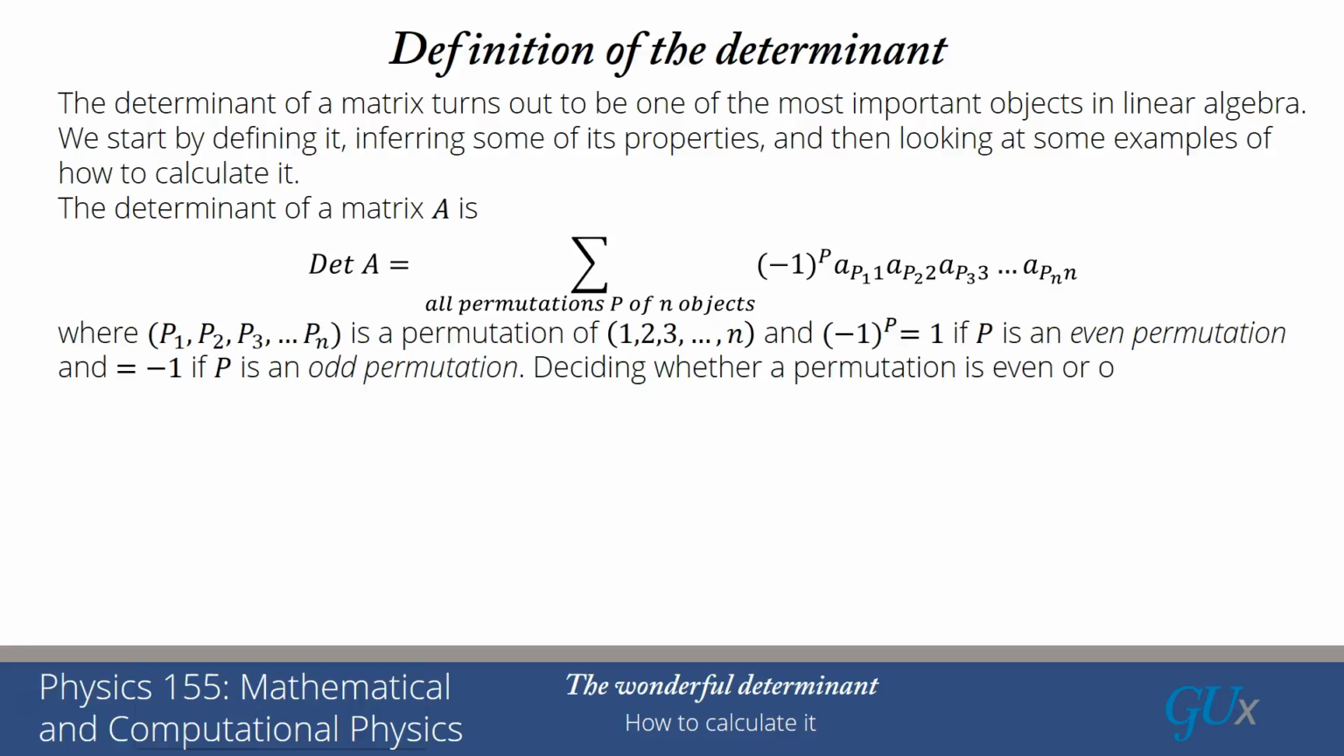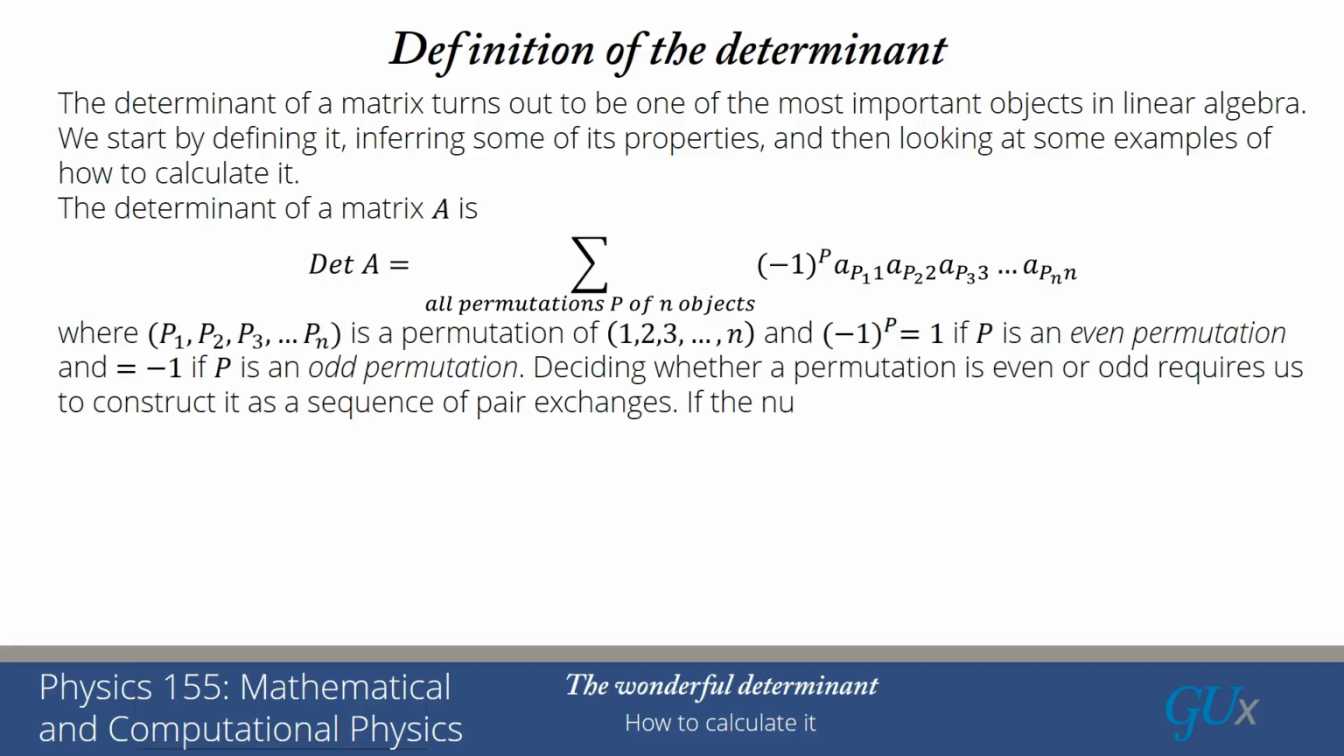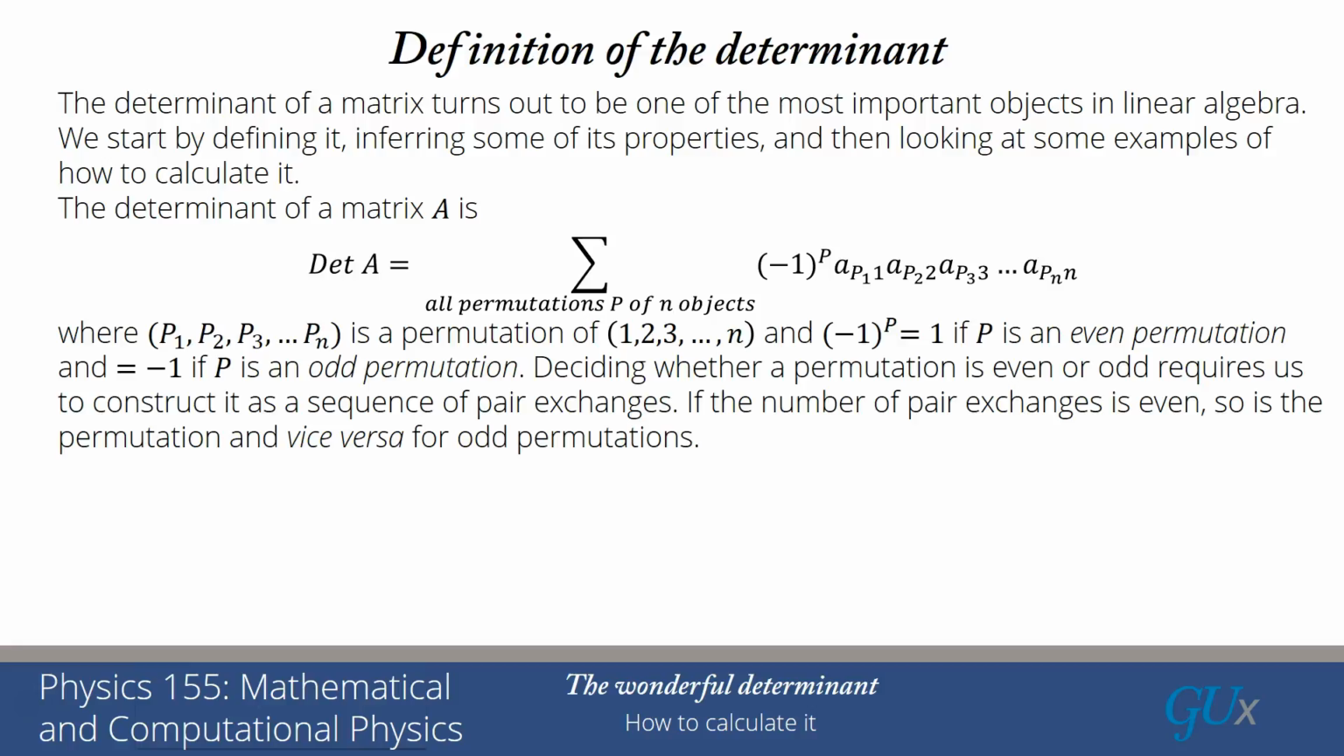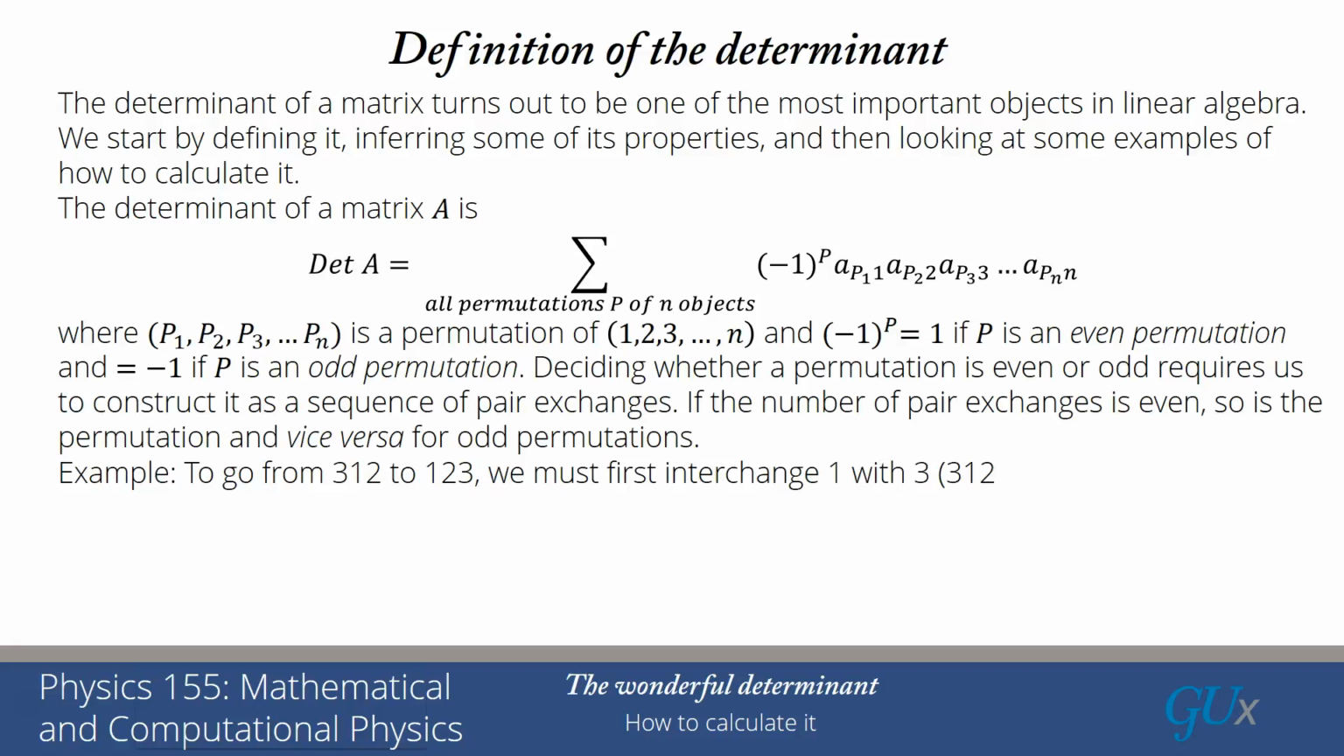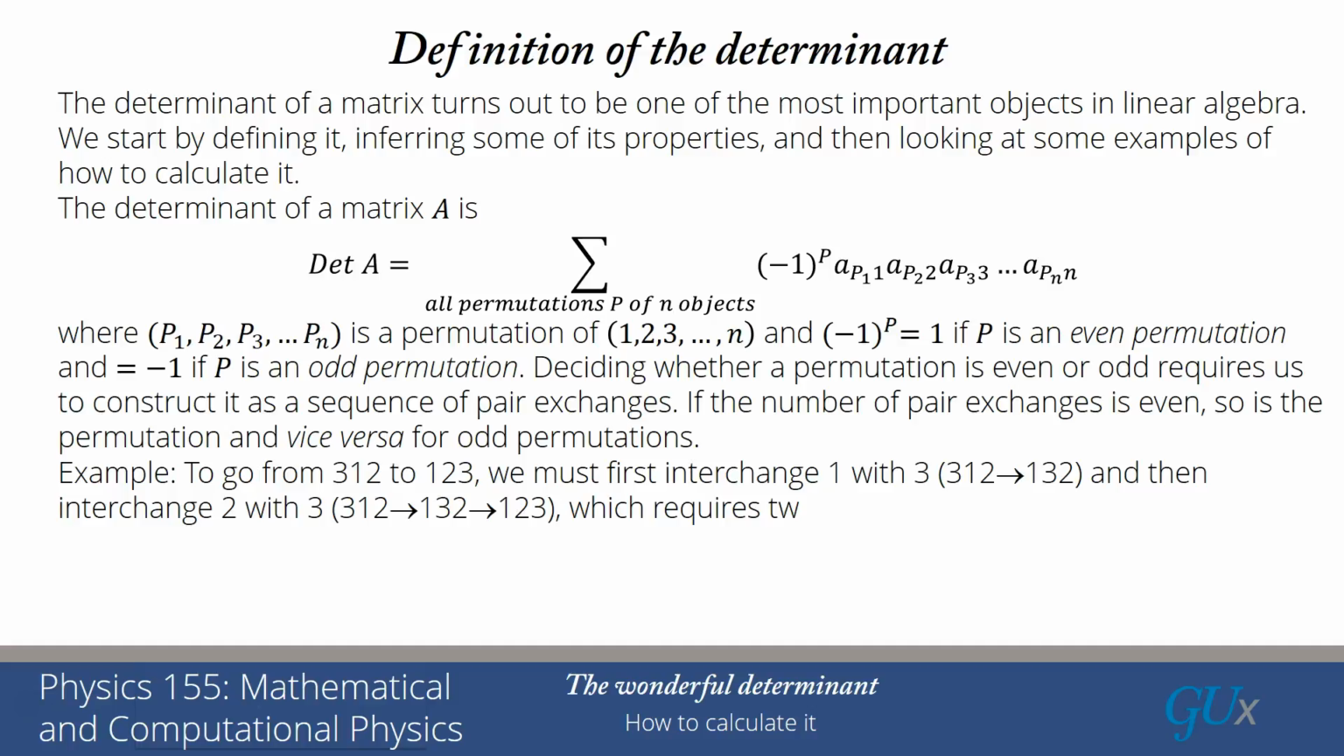Now, you might ask, how do you decide whether a permutation is even or odd? What we have to do is construct the permutation as a sequence of pair exchanges, and if the number of pair exchanges is even, then the permutation is even, and if it's odd, then the permutation is odd. As an example of how this works, consider going from 312 to 123. The first thing I have to do is interchange the 1 with the 3. That'll take me from 312 to 132, and then I have to interchange the 2 with the 3. So I go from 132 to 123, and you can see that involved 2 pair exchanges. And so it's an even permutation.